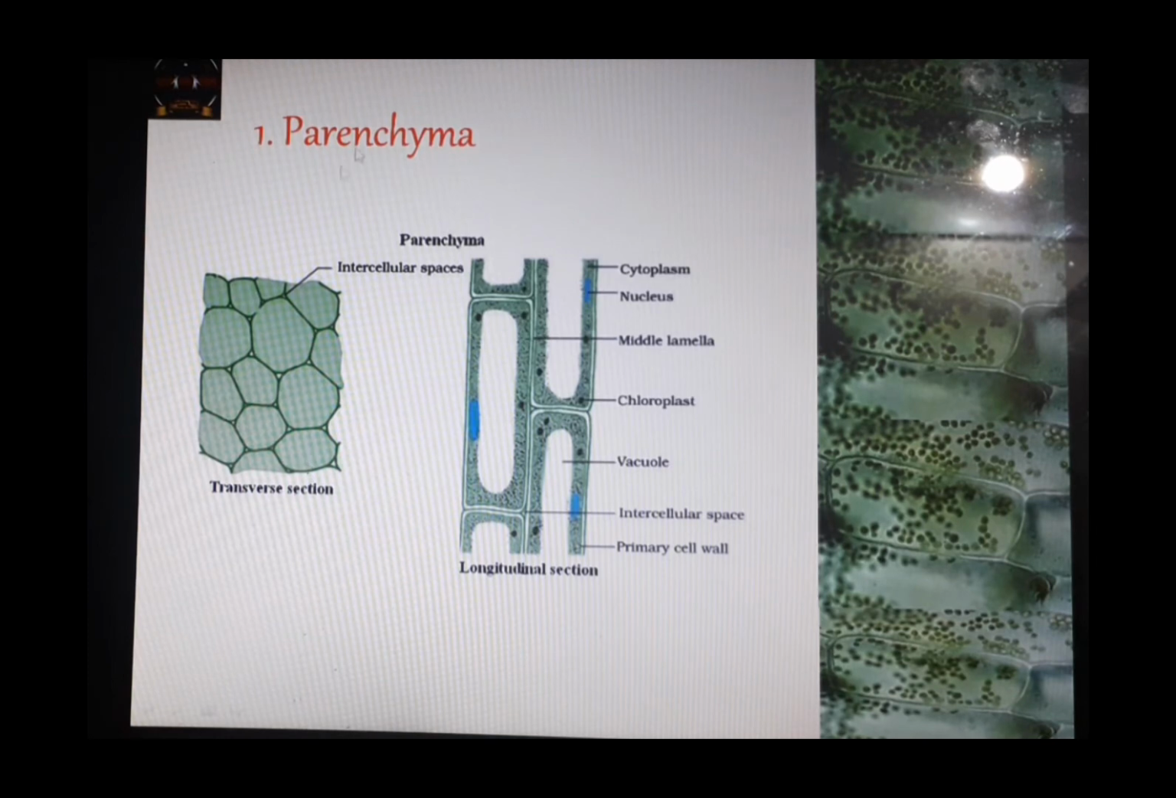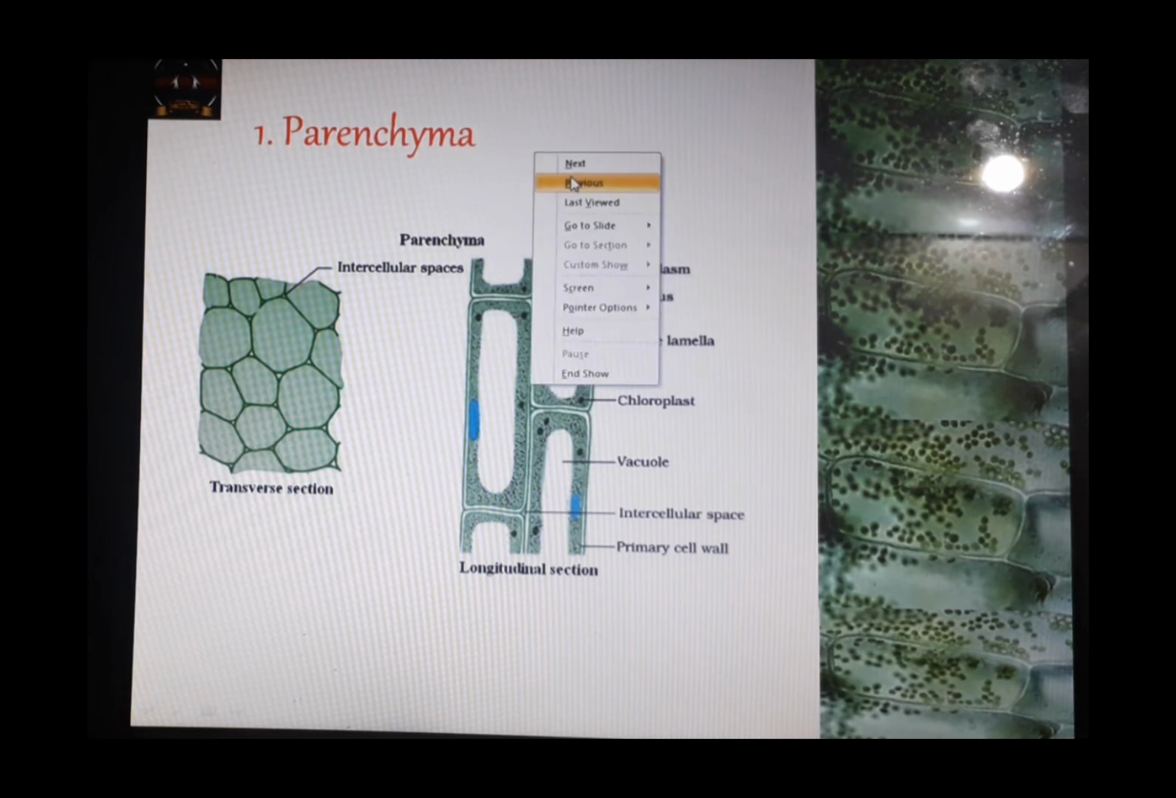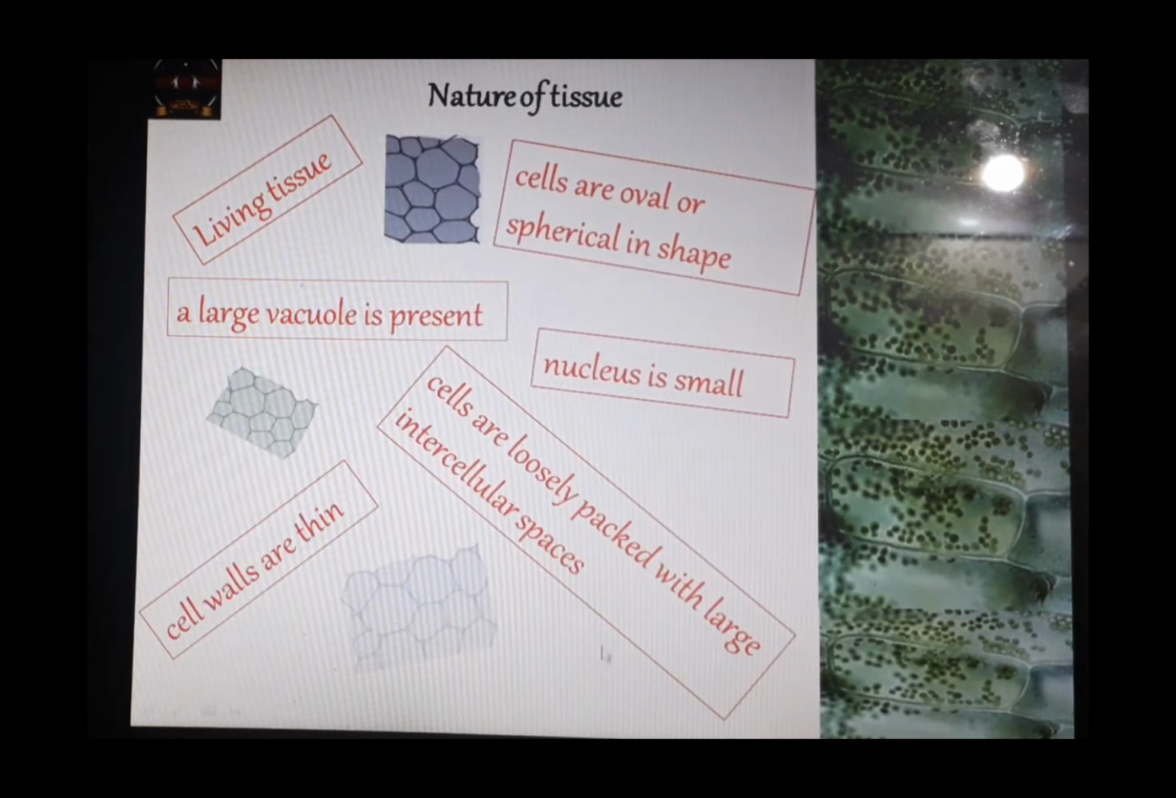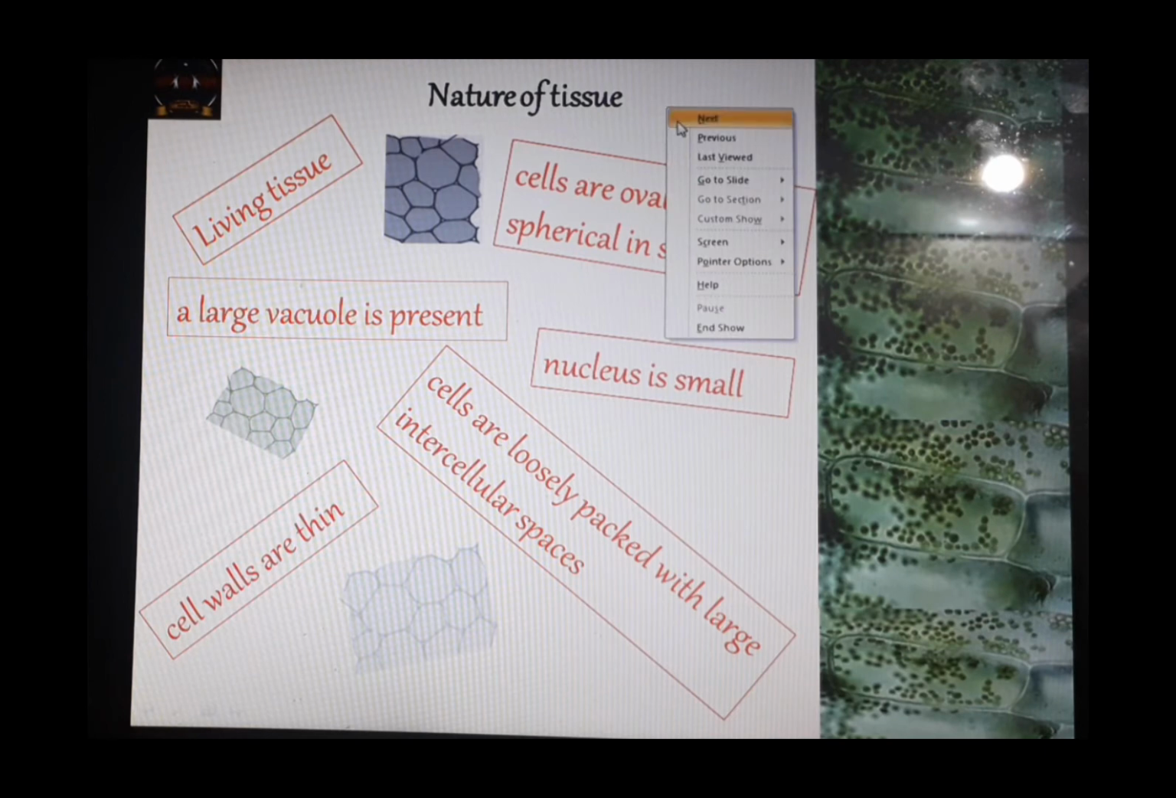So this is an example of a permanent tissue where intercellular spaces are present. Can you see in the diagram? The cells are loosely arranged. See here, and these gaps in between the cells are known as intercellular spaces. And the cell walls are comparatively thin. So these are the characteristics of cells present in parenchyma.